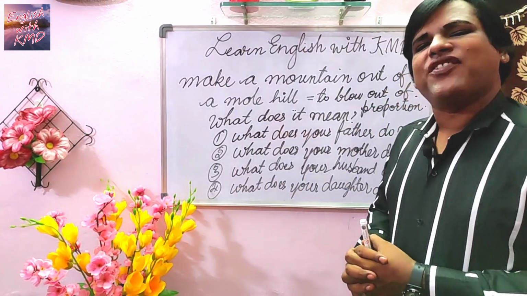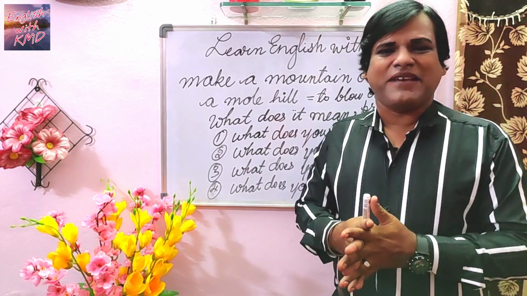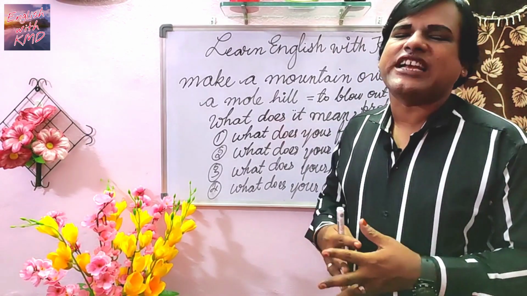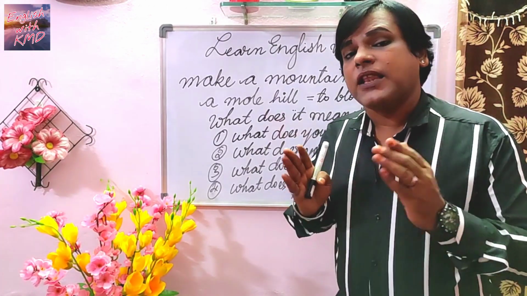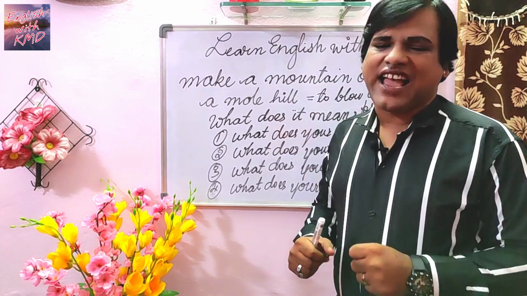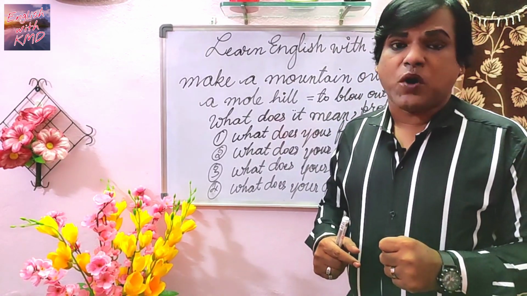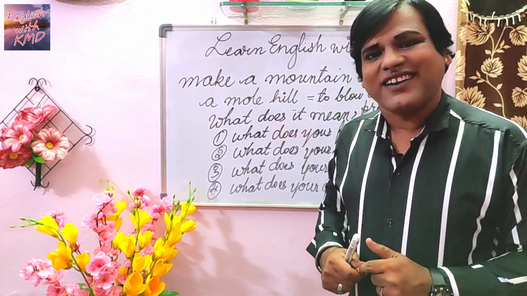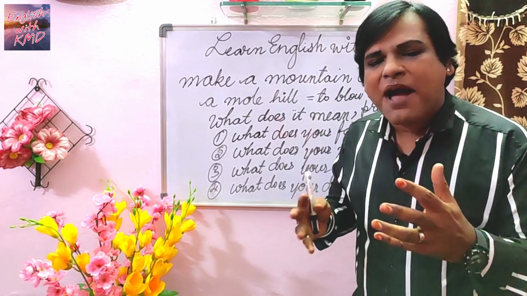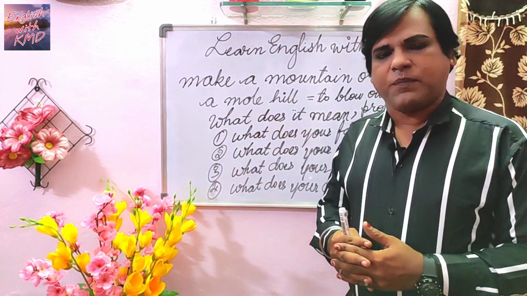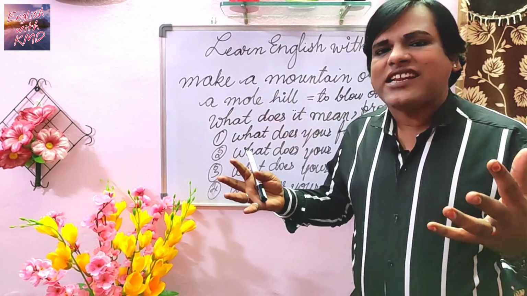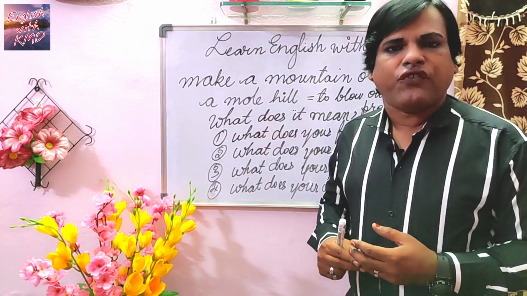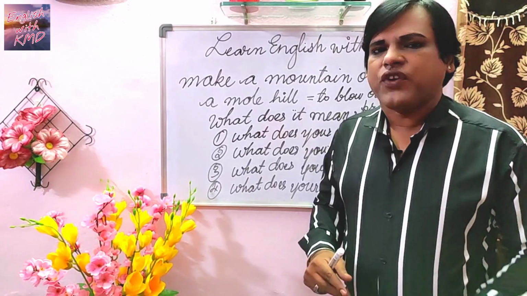Let's try to understand the meaning of this idiomatic sentence, make a mountain out of a molehill, with a couple of examples. Example number one, she has the habit of making a mountain out of a molehill. Stay away from her. Yes, she has the habit of blowing things out of proportion, of exaggerating something really very trivial, so do stay away from her.